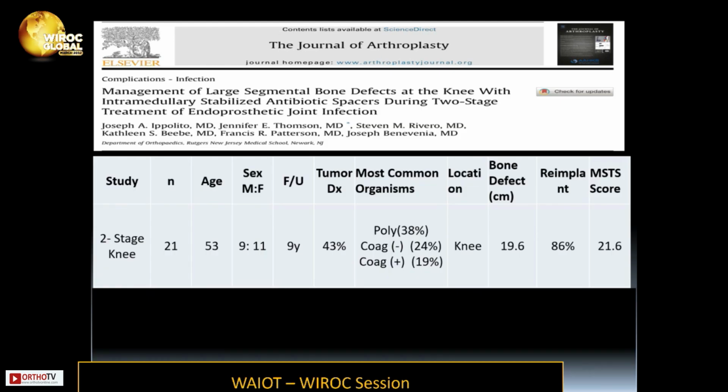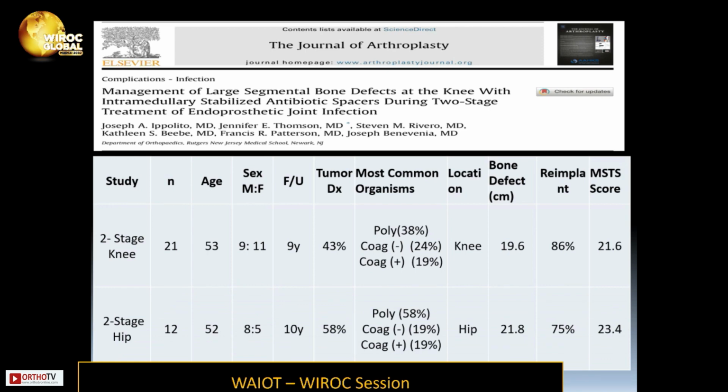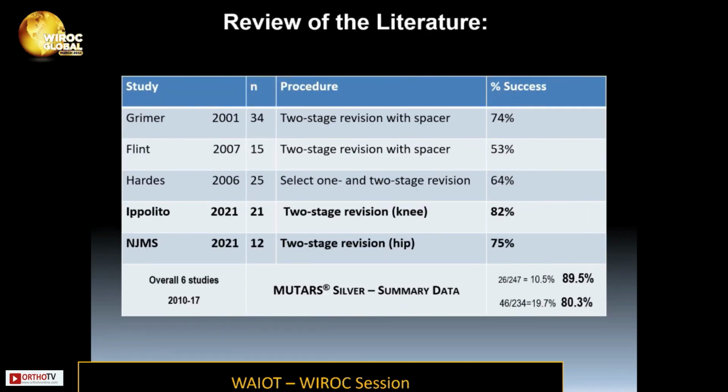Here are the results of one of our recent publications of 2-stage knee reimplantation showing a reimplantation rate of 86% and an MSTS score of 21.6 out of 30. As you can see, there was a fair number of polymicrobial organisms. Here's our 2-stage hip data, which is not quite as successful, but this had a higher percentage of polymicrobial organisms. The review of the literature shows similar results, and you can see here all of these studies have a very similar success rate.